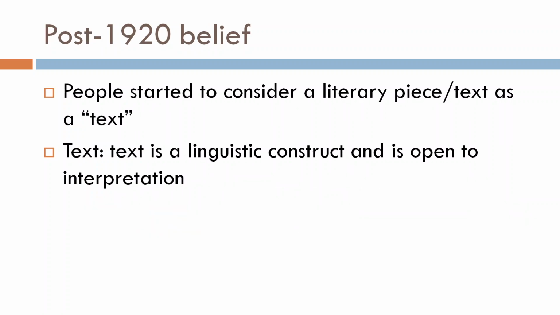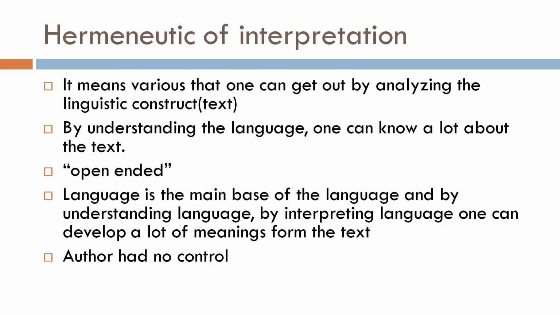What is post-1920 belief? People now started to consider a literary piece as a text. What is text? Text is a linguistic construct and is open to interpretation. This is the hermeneutic of interpretation. It means the various interpretations that one can get by analyzing a linguistic construct, that is a text. You can analyze a text by means of its language and you can get various interpretations. That is what the hermeneutic of interpretation is.